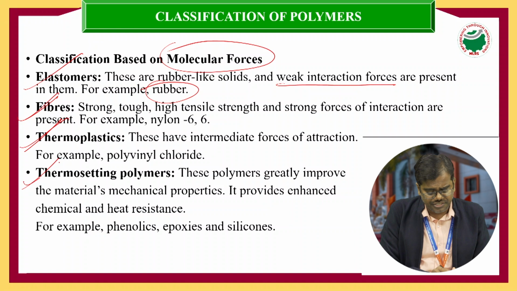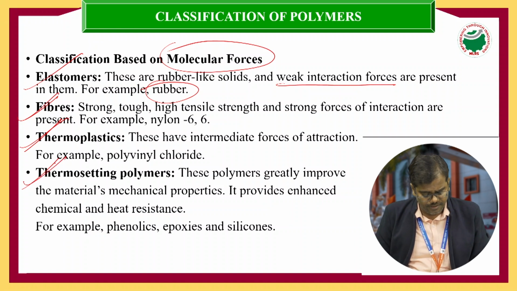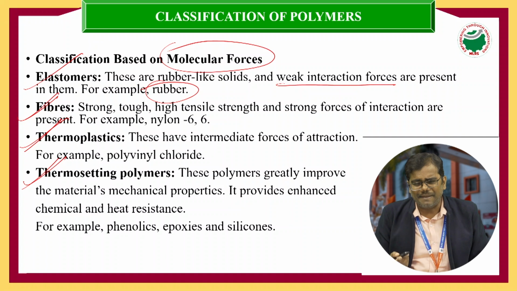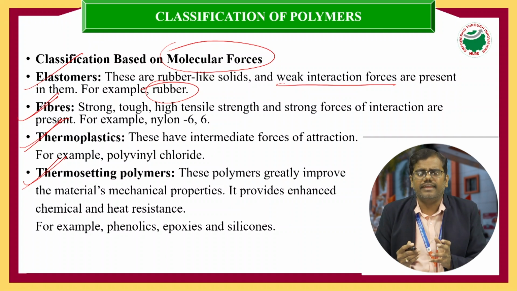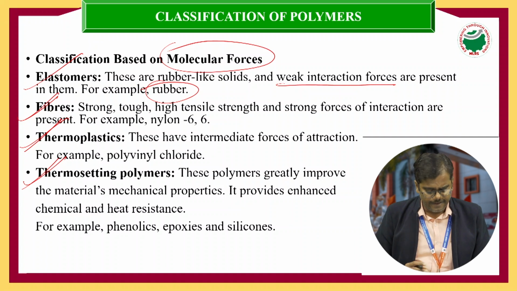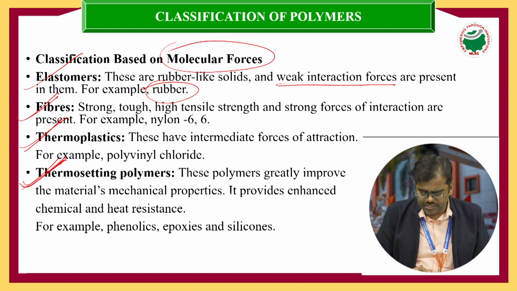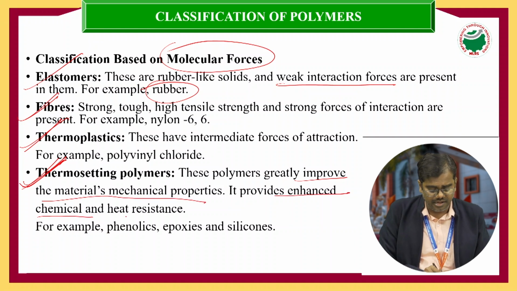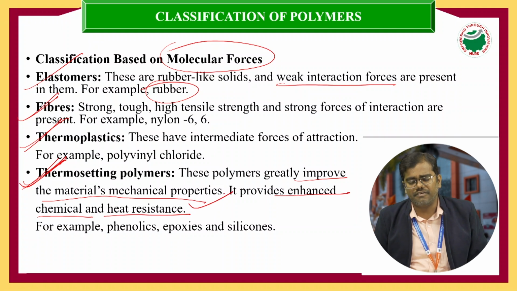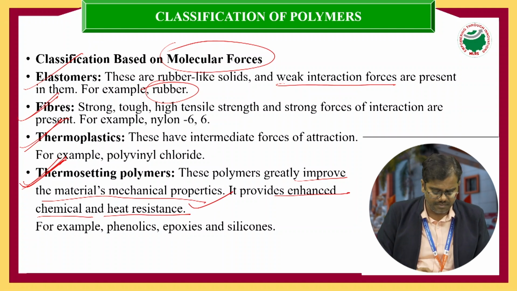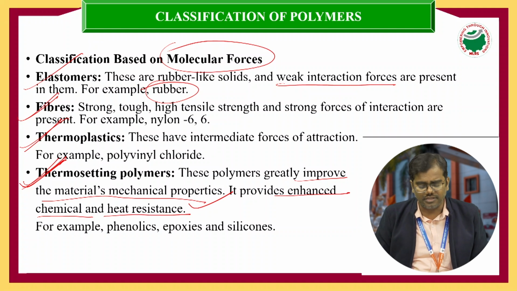Next one, thermoplastic resins and thermosetting plastics. Thermoplastics have weak van der Waals forces present between the molecular chains, and these are plastic materials which can be softened on heating and hardened on cooling. We will discuss these topics briefly in the coming classes. And thermosettings are polymers that greatly improve the material's mechanical properties. They provide enhanced chemical and heat resistance, for example, epoxy resins. So these are some of the important classifications based on the molecular forces.